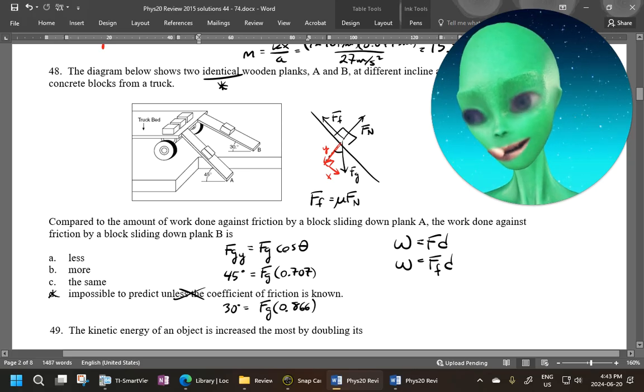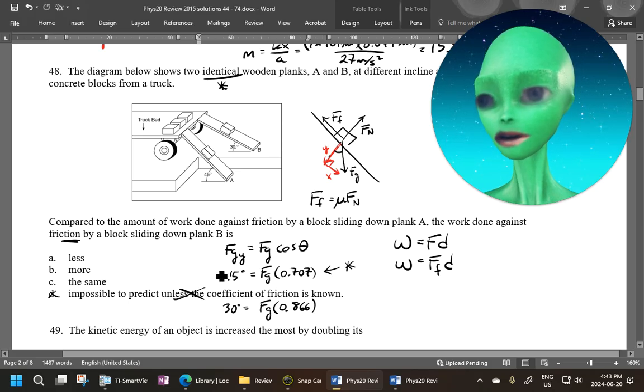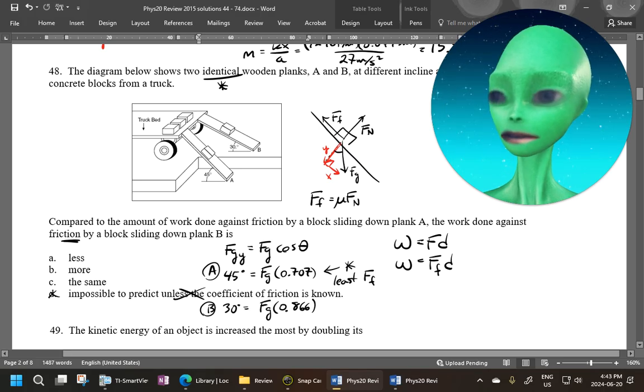Okay, so the one that has the least amount of friction is going to be this one, the 45, which is A again. So the 45 is the A one, right? And this is the B one. Least friction, Ff.